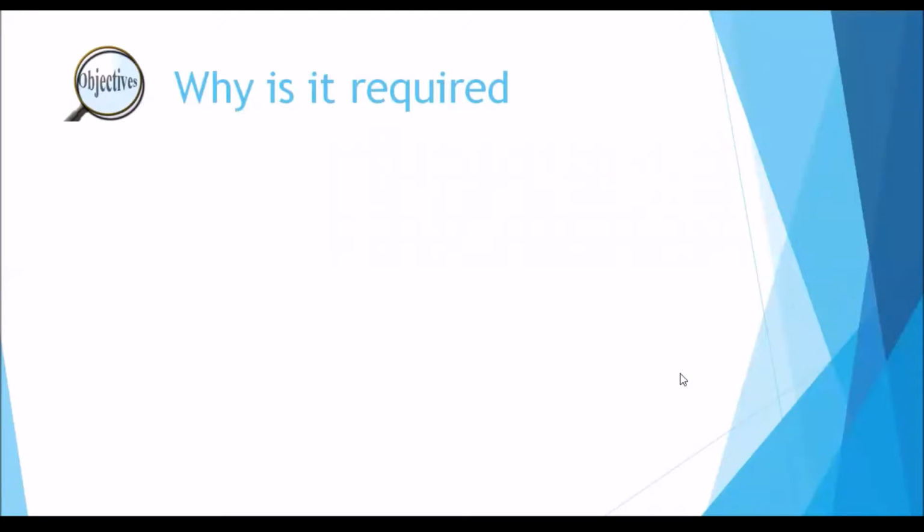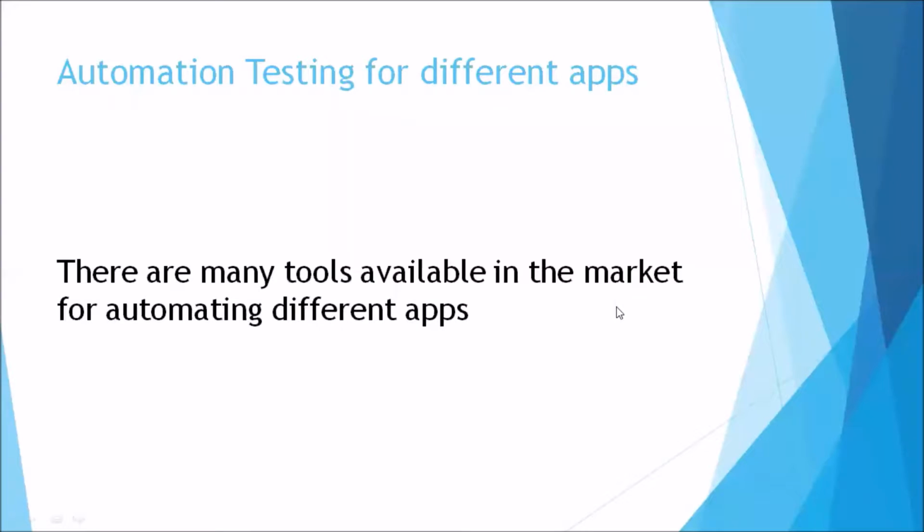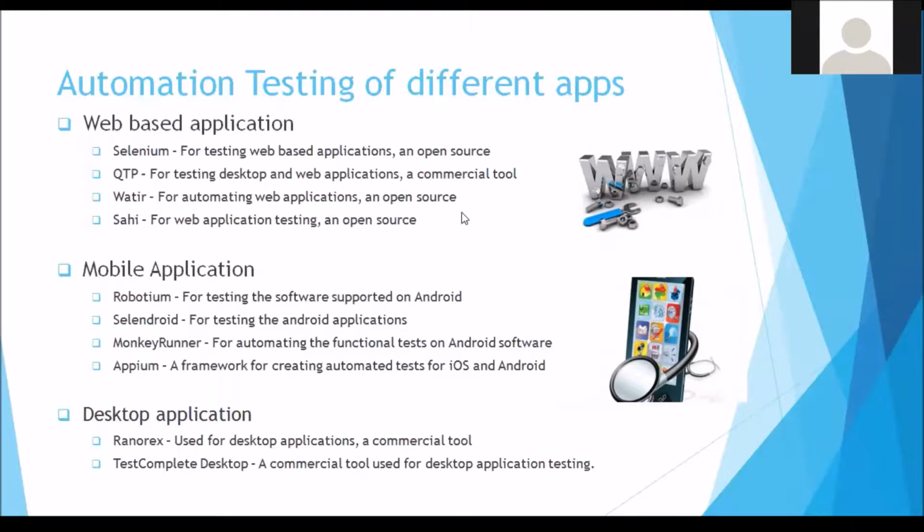Now let's go ahead. So the next point is automation testing for different apps. We have many tools available in the market for automating different apps. Let's check the automation testing of different apps. In general, we have three types of application in the market. One of them is web-based applications, another is mobile applications, and the third one is desktop applications. So let us see them one by one.